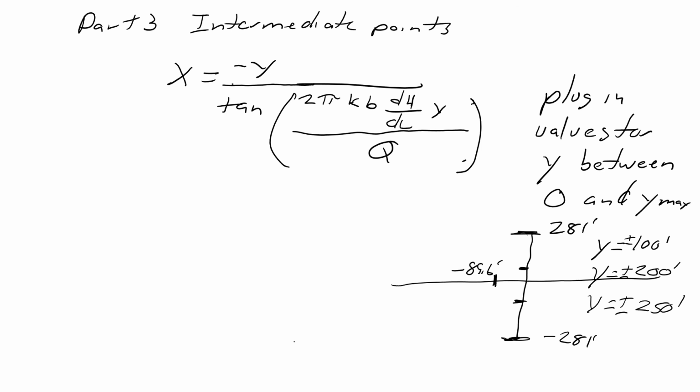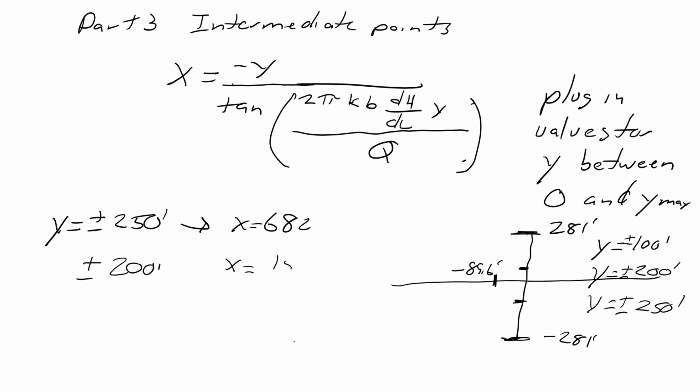But if you plug in y equals plus or minus 250 feet, you end up with an x of 682 feet. If you plug in y plus or minus 200 feet, you get an x value that equals 156 feet. If you plug in a y value that's 100 feet, chug through the equation, you get an x value that's negative 48.9.